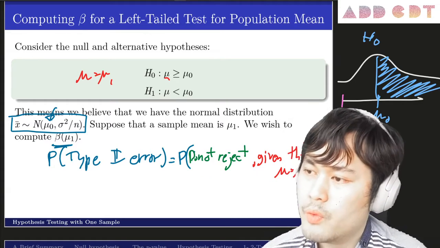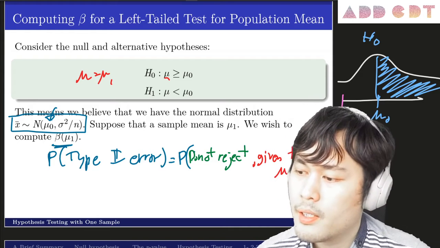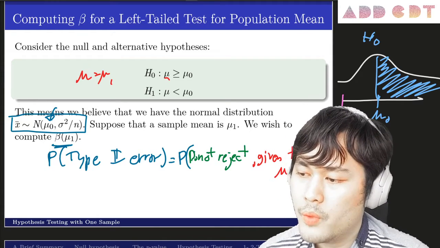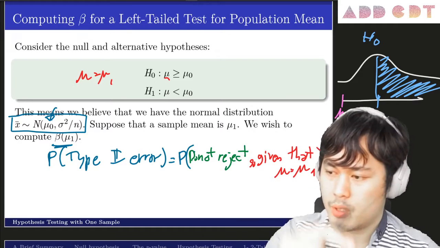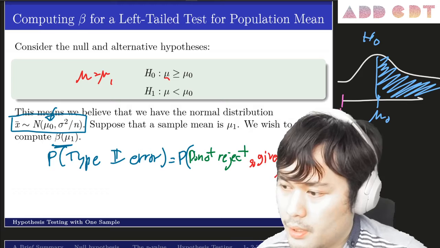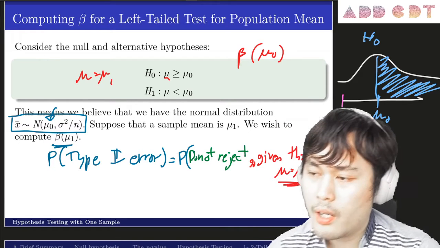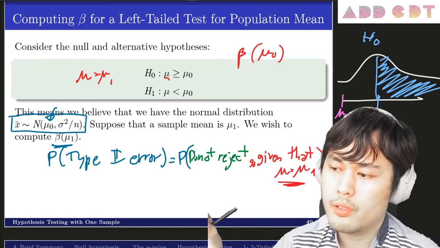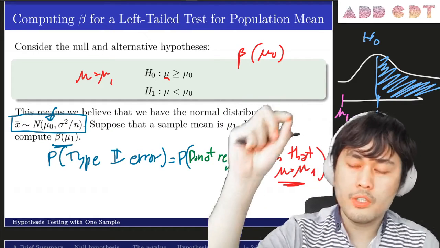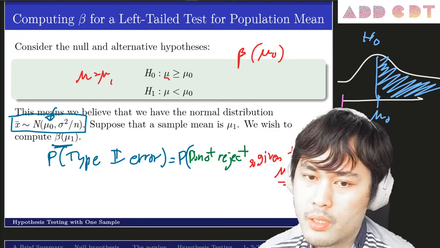In this case, we cannot just say it's wrong. We have to specify what we think is the actual mean. That's why I'm writing beta as a function of mu1. You have to know mu1 first before you can compute beta. So we're trying to compute this part.